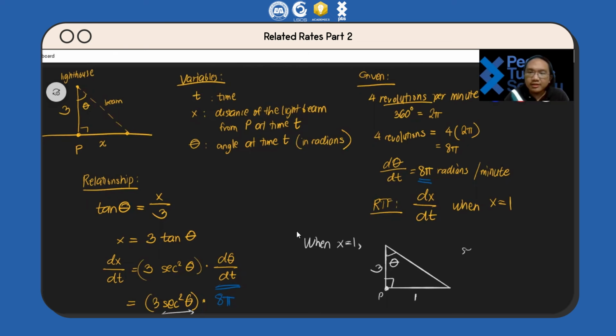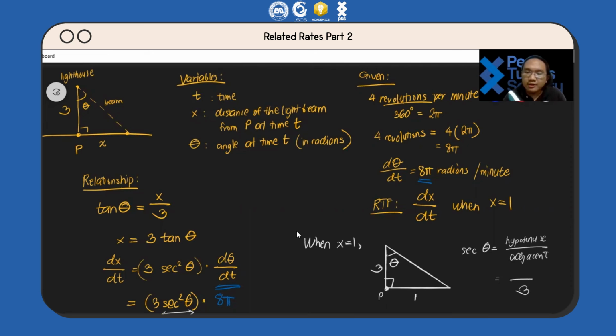And what's secant theta again? Secant theta is the reciprocal of cosine. So 1 over cosine, that's hypotenuse over adjacent. In this problem, the adjacent to theta is this one, that's 3.